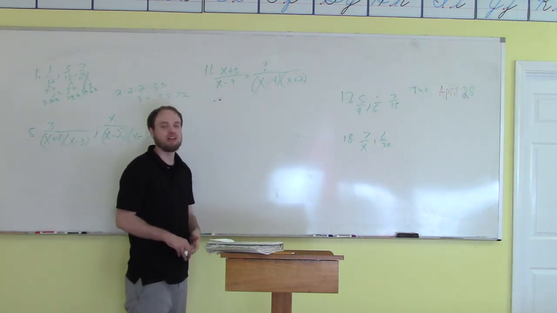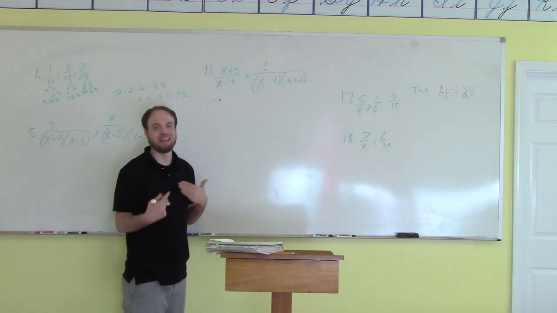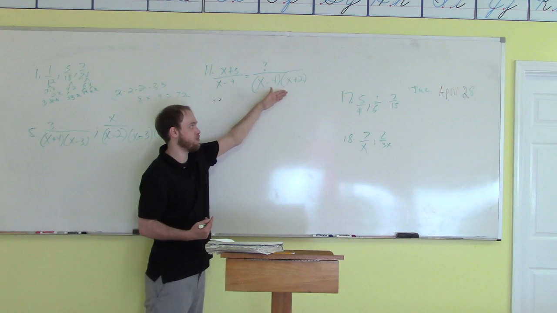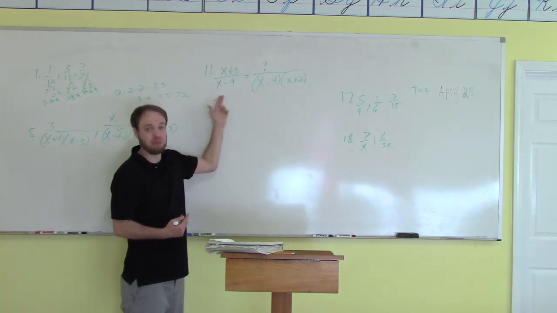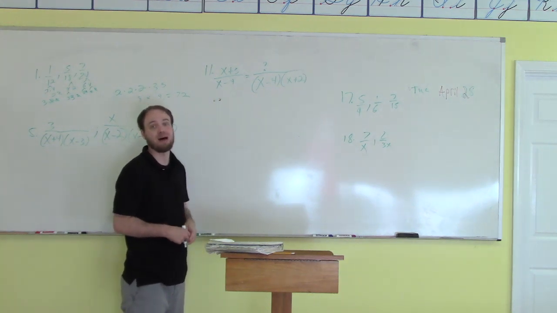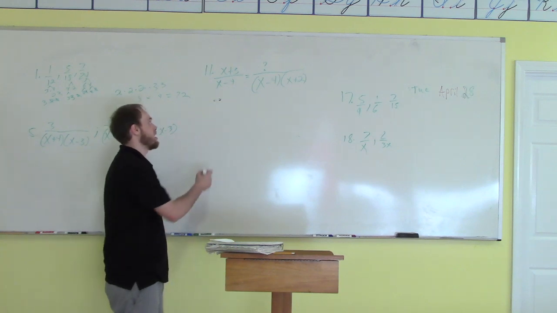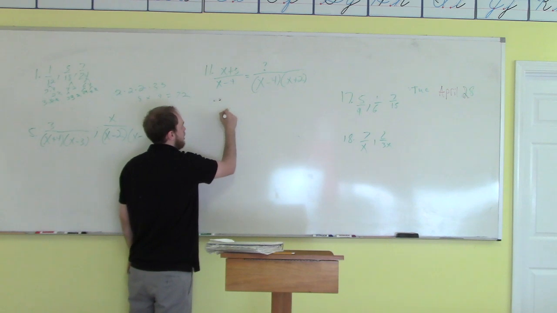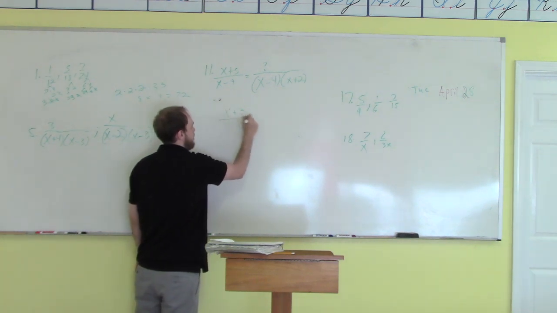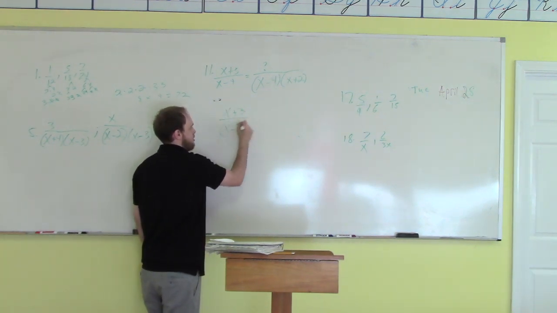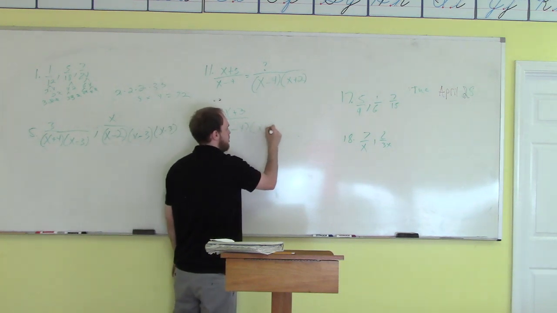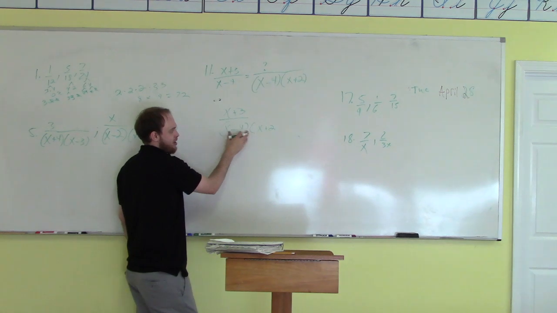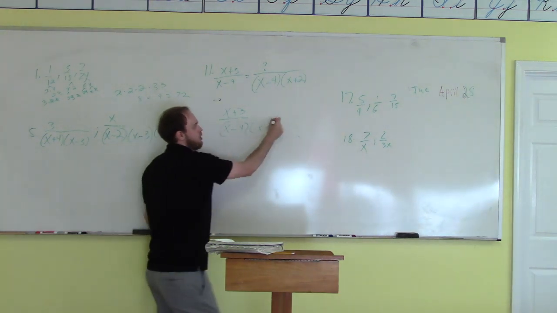So what you do is you multiply by whatever's missing. Since this one is missing an x plus 2, this one has an x minus 4 and x plus 2, this one is missing the x plus 2, then you have to multiply by the x plus 2 to the top and bottom. And so when I multiply the x plus 2 to the bottom to make it x minus 4, x plus 2, I'm basically just multiplying this one over here to that one. So x minus 4 times x plus 2.